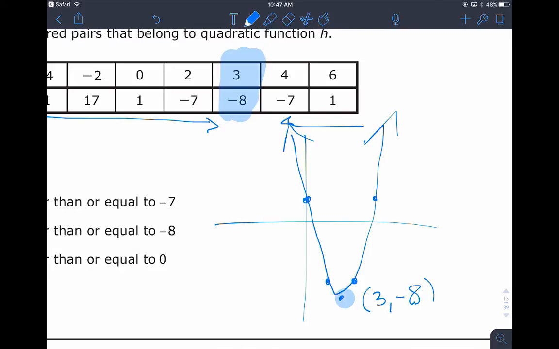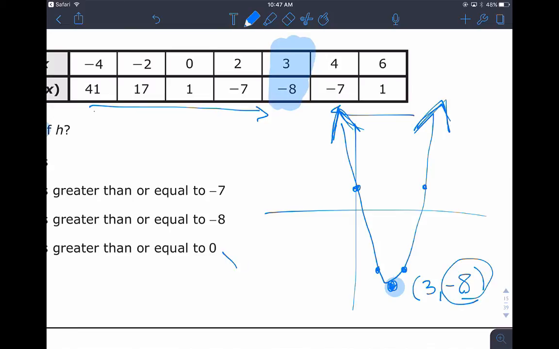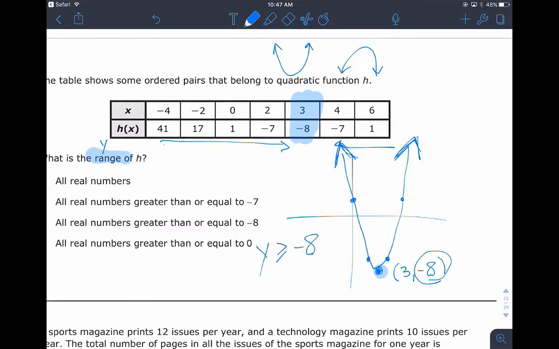Now, since you have arrows on this graph, we're going to assume it keeps going up forever because they only gave us a few points. They said there's more, but they gave us a few. So we're going to assume this graph goes up forever, but it does come down to a lowest point right there, which is 3 comma negative 8. So we're looking at the y value. The lowest it goes is negative 8. So we're going to say y is greater than or equal to negative 8. All y values will be greater than or equal to negative 8.